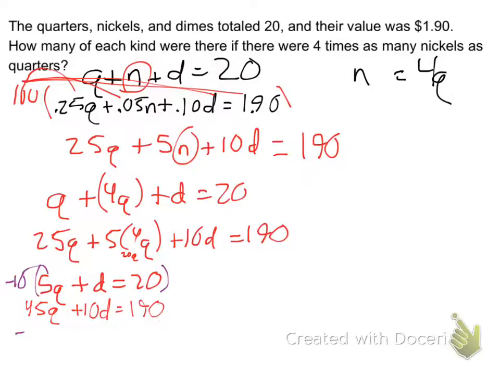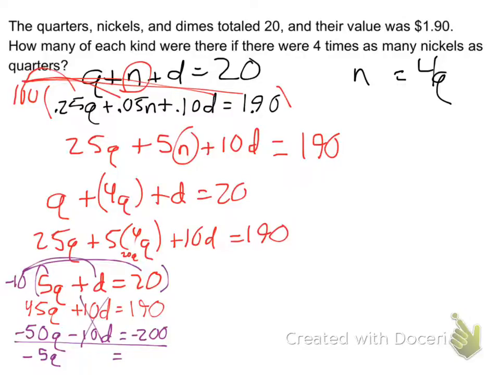The D's. 5 times negative 10 is negative 50. Negative 10 times D is a negative 10D. And negative 10 times 20 is negative 200. And when I add those together, the D's will cancel. You're left with negative Q equals negative 10.